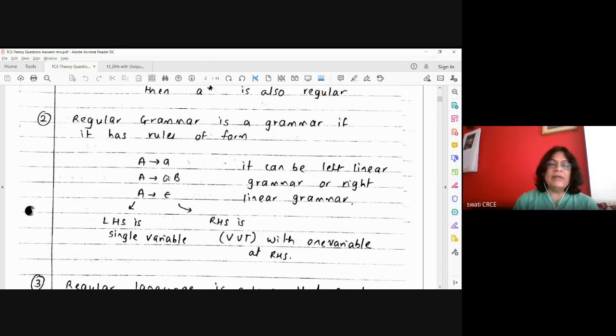And capital A is a variable that you have to solve. What is the value of the variable in terms of terminal symbols? There are two sets, capital V and capital T. Capital V is the set of variables, capital T is the set of terminal symbols. Terminal symbols are nothing but the symbols of sigma, and the symbols of sigma make up the string accepted by the machine, and you have to solve the variable to get the string accepted by the machine.